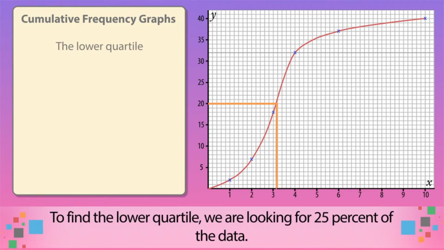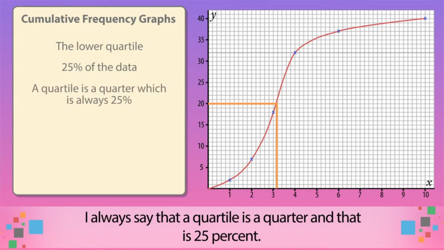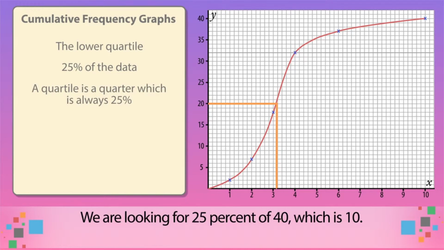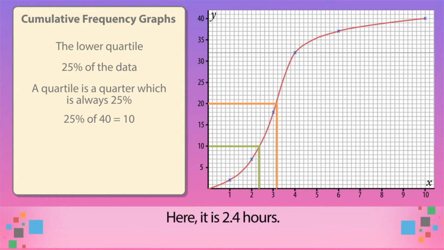To find the lower quartile, we are looking for 25% of the data. I always say that a quartile is a quarter, and that is 25%. We are looking for 25% of 40, which is 10. Again, we go across to the line and down and read off the value. Here it is 2.4 hours.